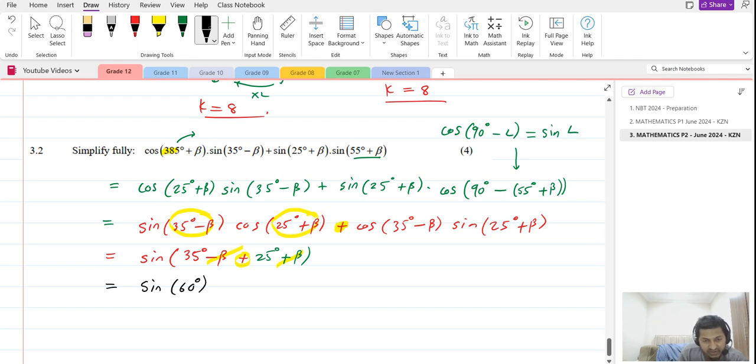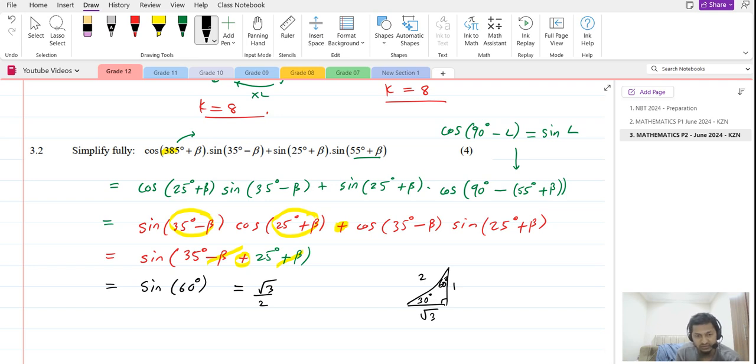And we know sine 60 is root 3 over 2, because if I use the 30-60 triangle, we know sine 30 is half, so this is square root of 3. So sine 60 will be opposite over hypotenuse 60.